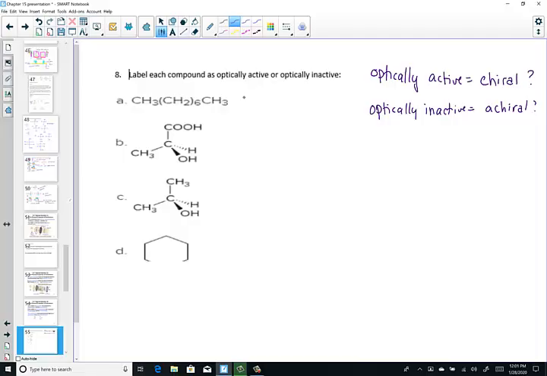For example, in letter A, we have octane, an 8-carbon unit. 1, 2, 3, 4, 5, 6, 7, 8. I don't see any chiral centers. It's 8 carbons. Here's CH3. That can't be chiral. 3 hydrogens. All of these CH2s have like hydrogens. This is an achiral molecule. Therefore, it is optically inactive.